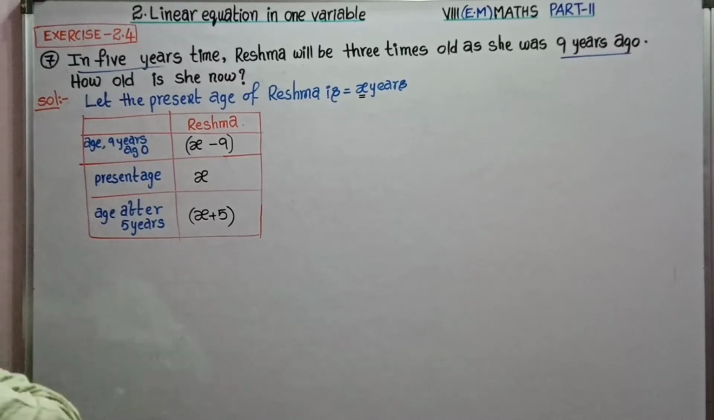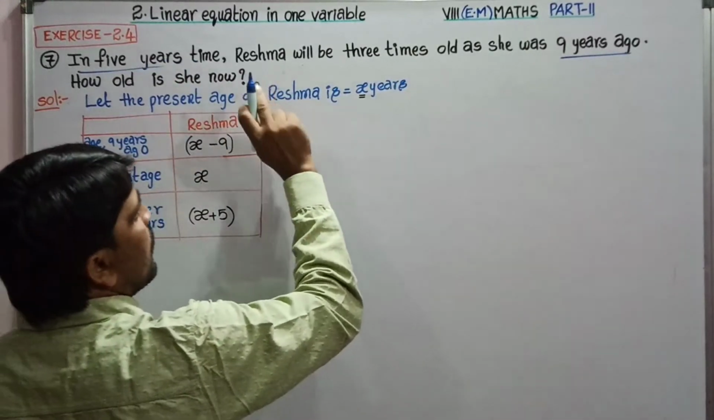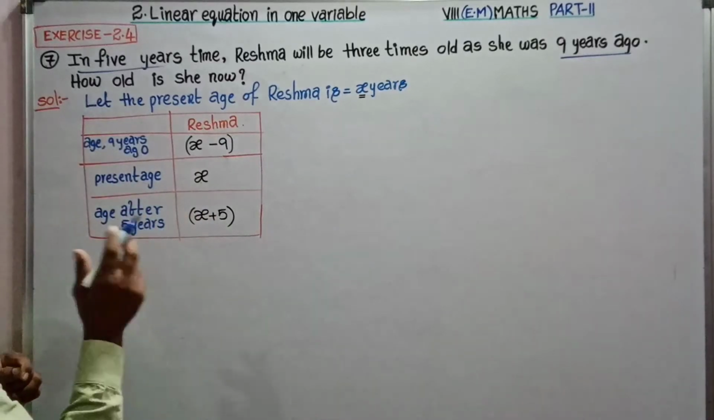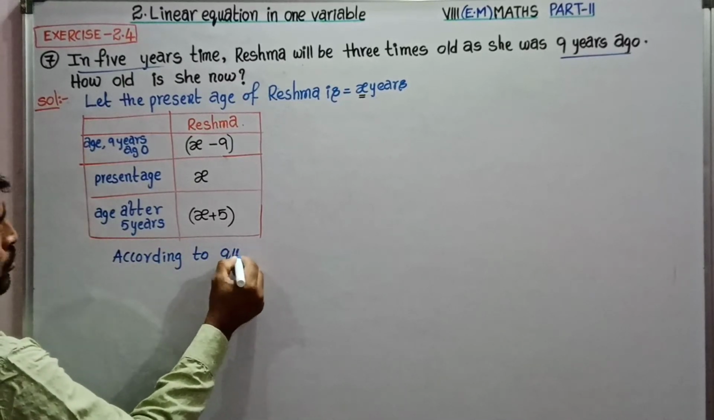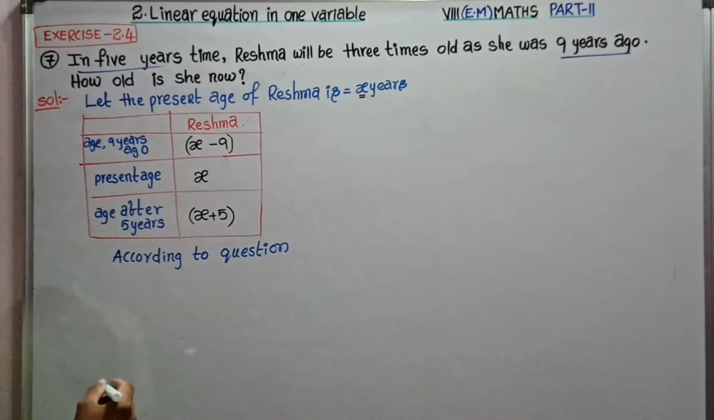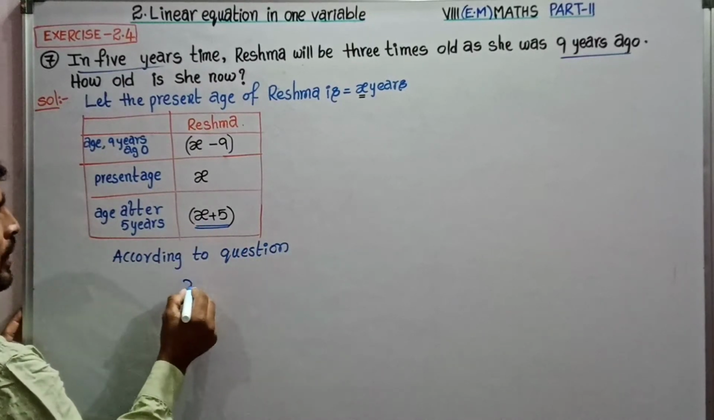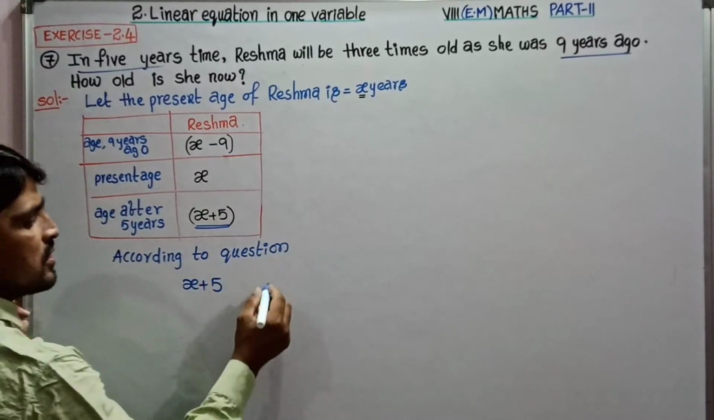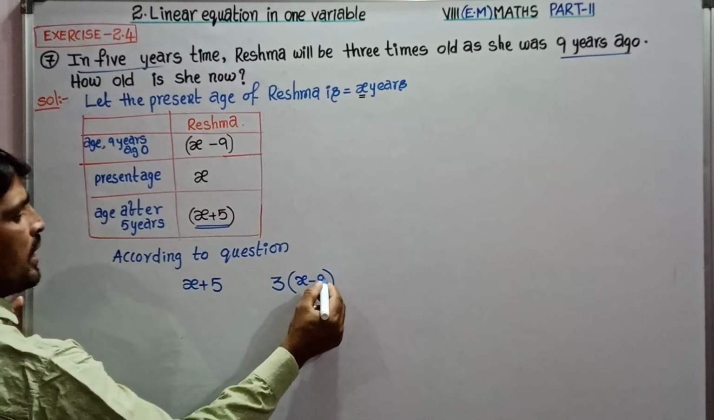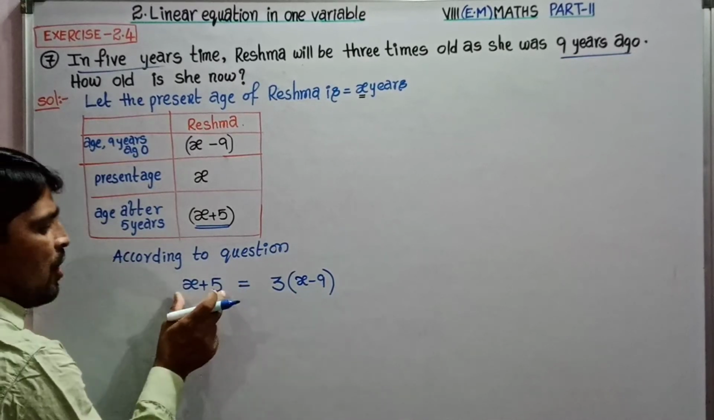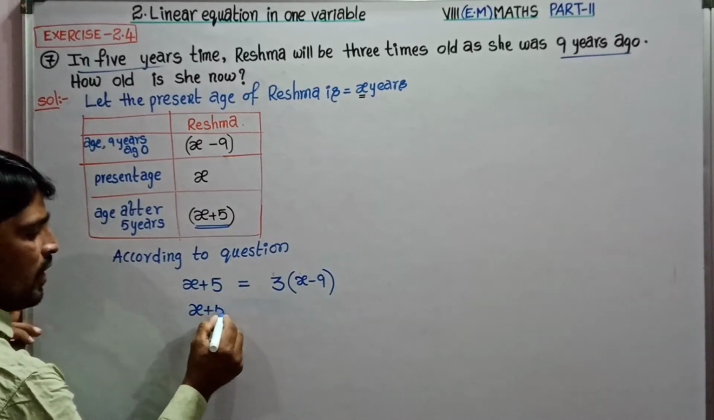Now, according to the question, in 5 years time, the age of Reshma will be 3 times as old as she was 9 years ago. That is, the age after 5 years, x plus 5 years, is 3 times the age 9 years ago, which is x minus 9. Both are equal. So x plus 5 equals 3 times x minus 9.